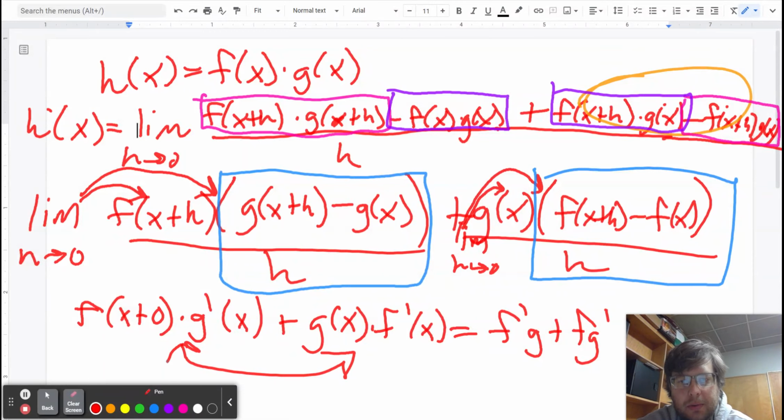So that's the product rule. That's the proof of the product rule. All you did was add in a silly version of the number 0, and you're allowed to do that because adding 0 doesn't change the value of the expression. And then you distributed the limits across addition and across multiplication, which you're always allowed to do so long as you know that each of the individual limits exists.